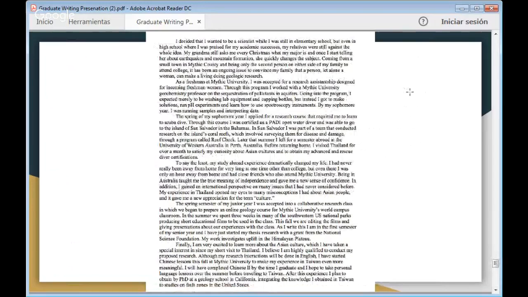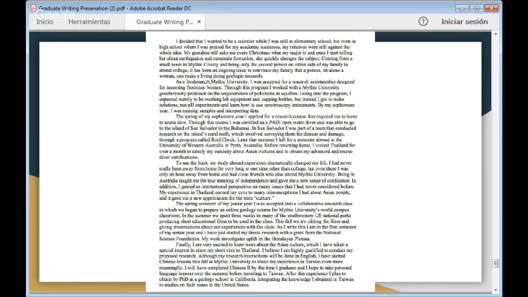So I'll read here the first essay just to give you an idea of how she's opened her essay. "I decided that I wanted to be a scientist while I was still in elementary school. But even in high school, where I was praised for my academic successes, my relatives were still against the whole idea." So this really has a personal feel to it. She's talking about herself as a child, so going back into her history, and it brings in a little bit of her family. So maybe her parents or her relatives weren't as supportive, so you see that it's been something of perseverance for her to continue studying this.